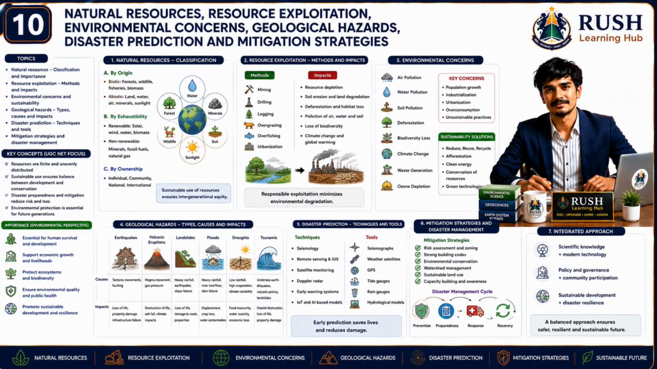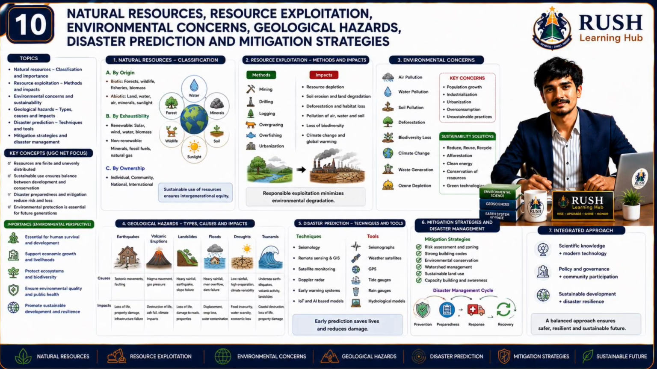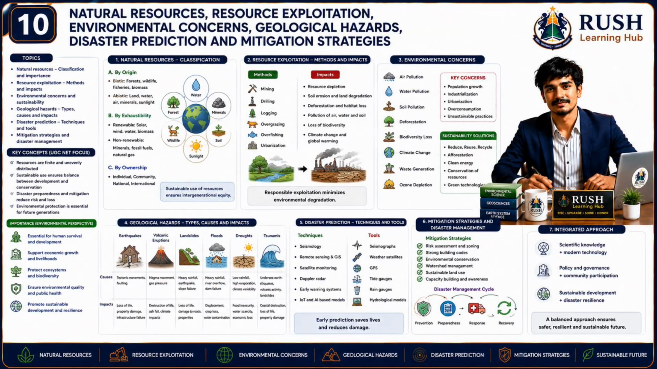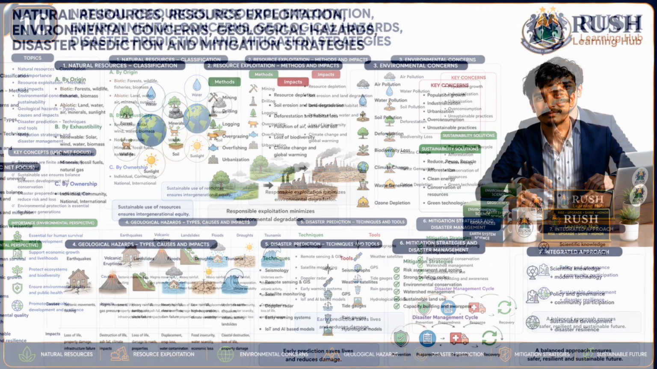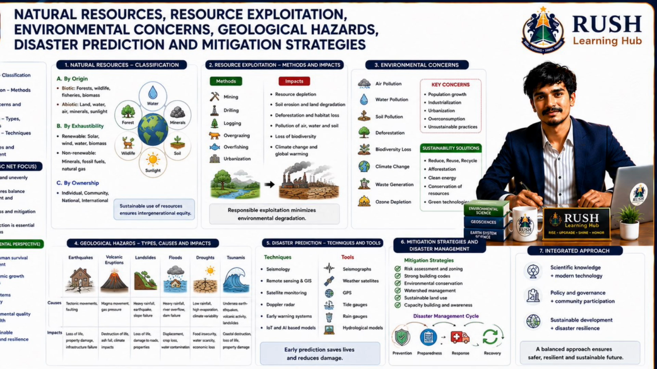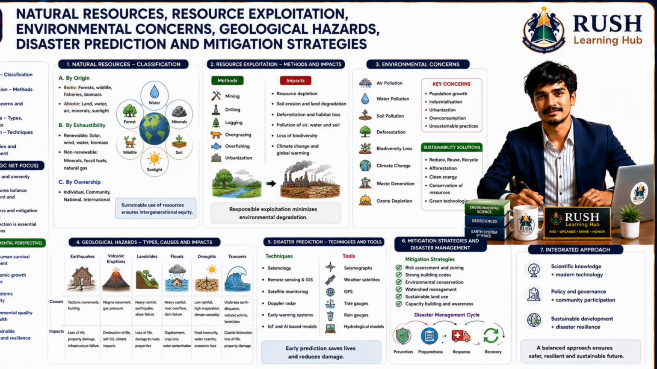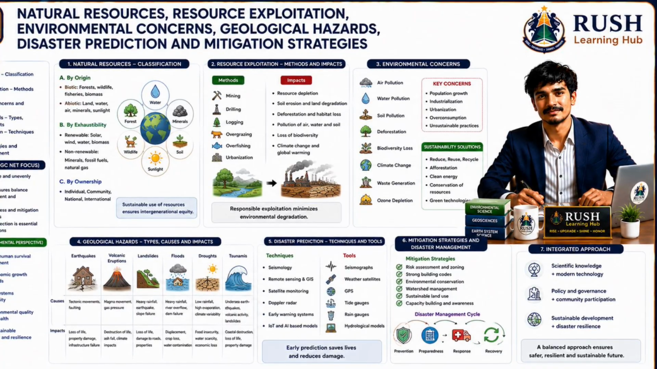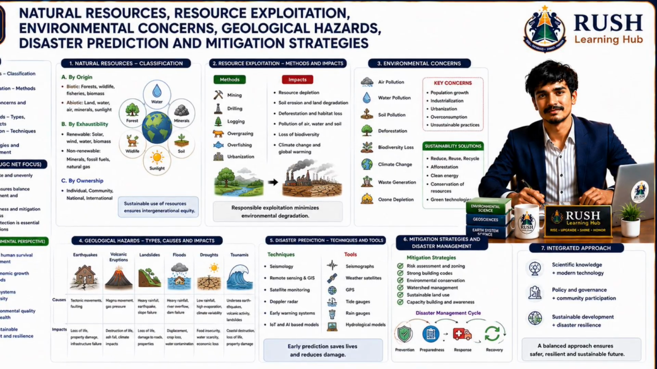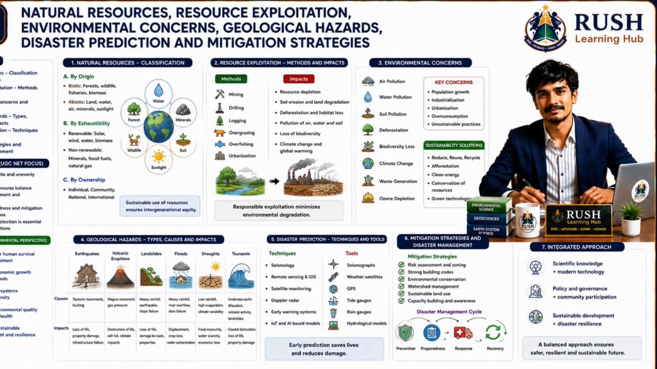Historically, rapid industrialization and increasing population have accelerated the depletion of non-renewable resources. Since these resources are finite, conservation becomes extremely important. Conservation of non-renewable resources involves efficient utilization, recycling, reuse, technological innovations, and development of alternative renewable energy sources. The principle of sustainable development emphasizes meeting present needs without compromising the ability of future generations to meet their own requirements. Now let us discuss natural hazards.